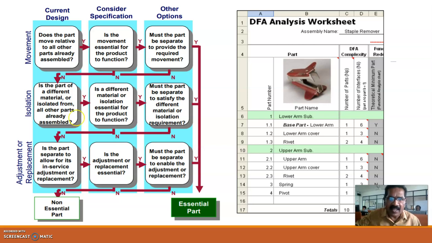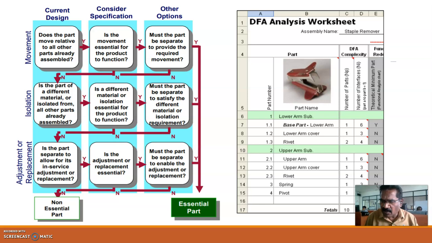On the other side, let us say, must the part be separate to provide the required movement? If the answer is yes, ask another question: must the part be separate to satisfy the different material or isolation? Should it have a different material? Then if the answer is still yes, go for the next question: must the part be separate to enable the adjustment or replacement? If the answer is still yes, then it becomes an essential part. So this is how you critically analyze the flow chart, ask questions at various stages, and then find out whether this particular part is required or not.